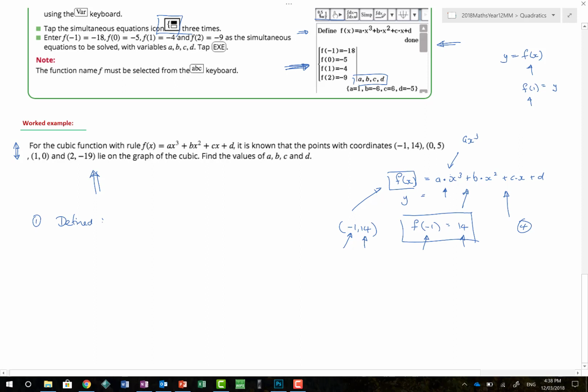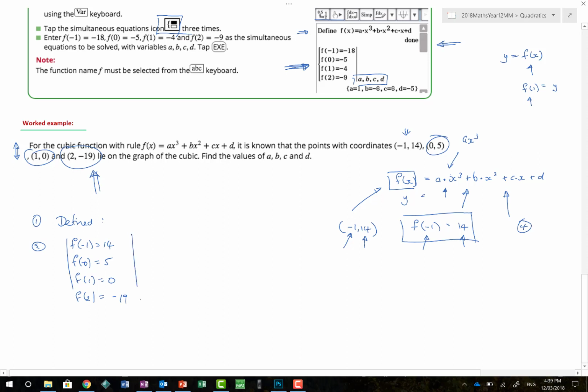So I now need to tell the calculator the 4 coordinates that it will need to solve. Well, it's given me 1 here. So the second step, once I've done this, I would be doing f of minus 1 equals 14. F of 0 equals 5. Where did I get that from? This coordinate here. F of 1 is equal to 0. That's from my third coordinate. And f of 2 equals minus 19. That's from my fourth coordinate.